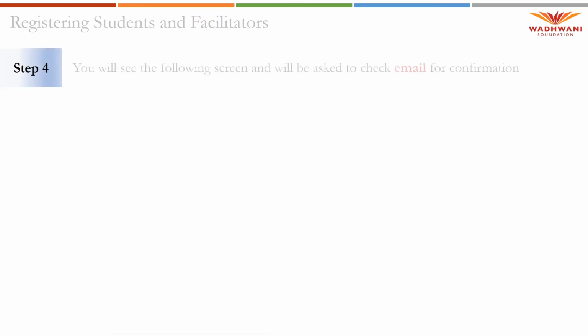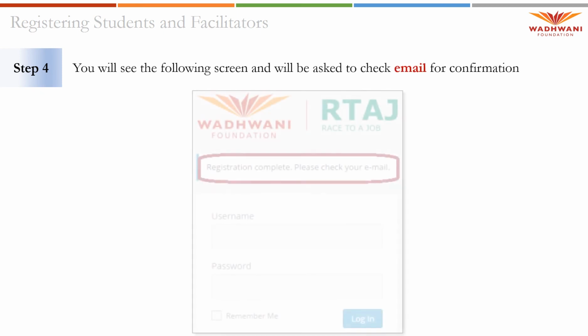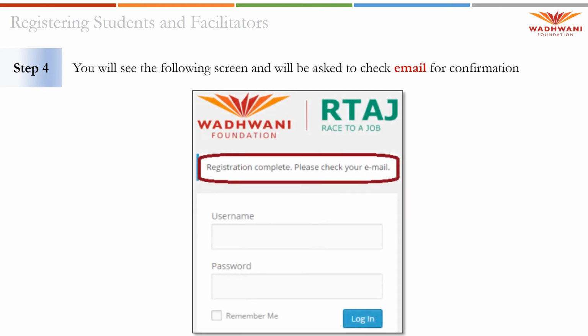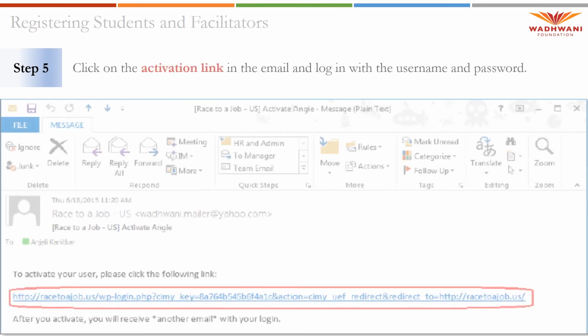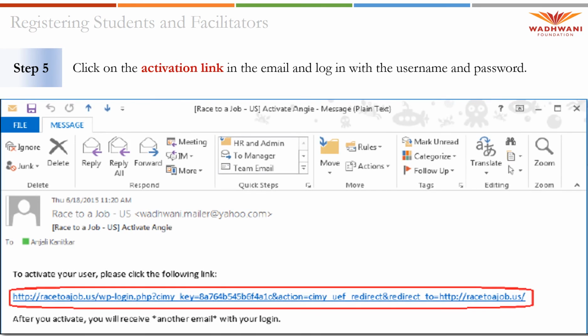Step 4. You will see the following screen and will be asked to check email for confirmation. Step 5. Click on the activation link in the email and log in with the username and password. Once logged in, you can start accessing the lessons.